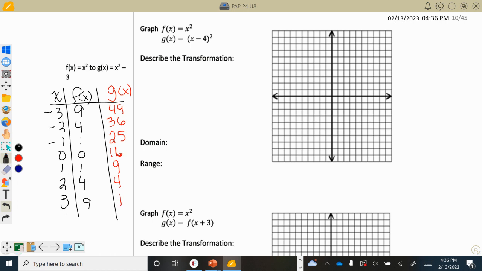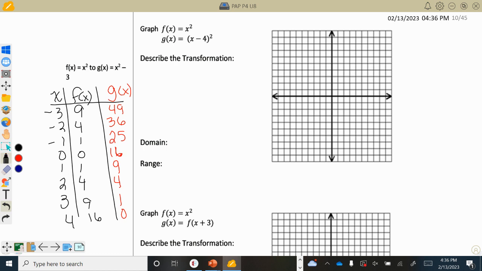Now I'm going to add one more line here just so we have a 0. We get down to 0 here. For 4, the parent function is 16. Our g of x, when we do 4 minus 4, we get 0, and 0 squared is 0. So I'm going to tell you that is our vertex. If we want one more, positive 5, 5 minus 4 would be 1, and then 1 squared is 1.